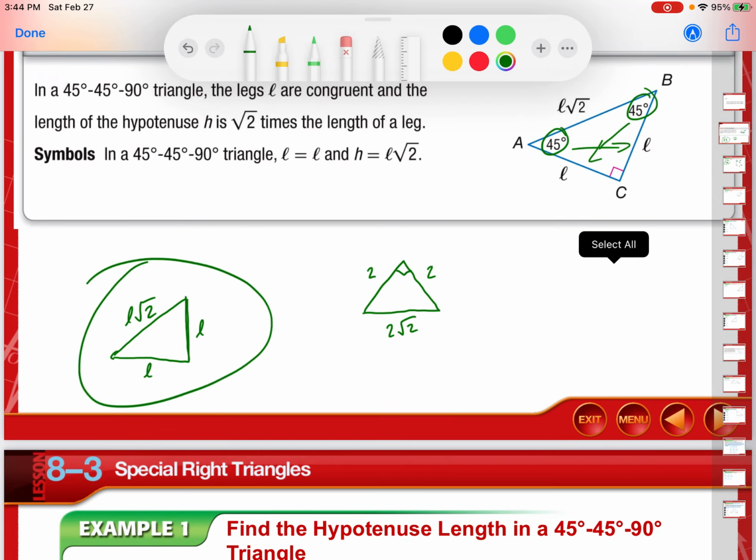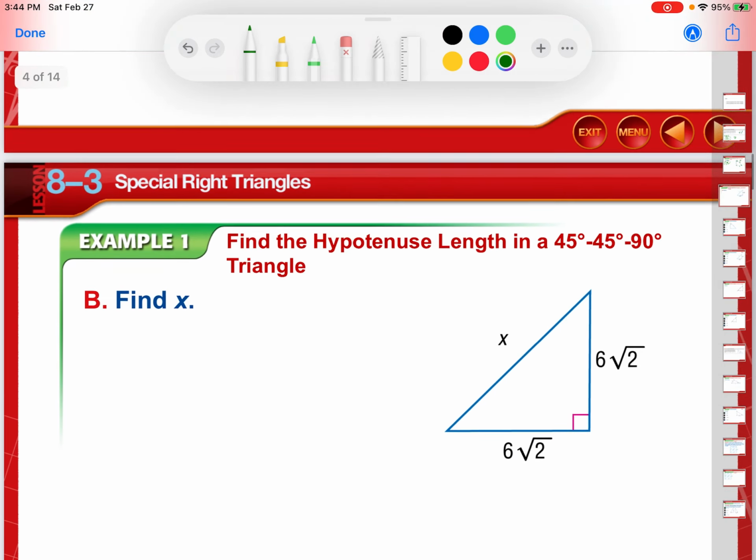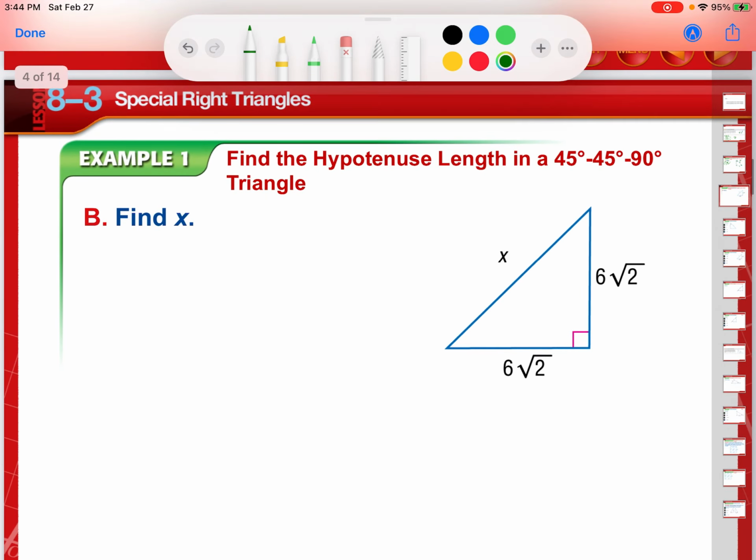What I would make sure I have in my notes for certain, though, is an image of this triangle right here. And I'd make sure I labeled it 45, 45, 90, just so I have that to look back on always.